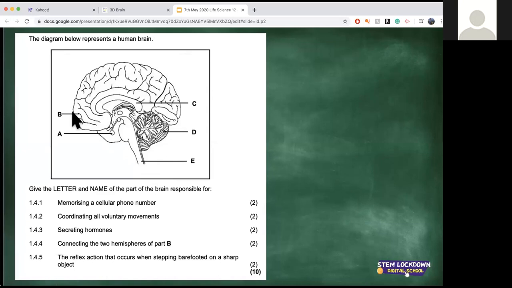So please mention what part of your brain. Well done, I've got some answers. It's the cerebrum. Well done. Memory is in the cerebrum, the big one. What about coordinating all voluntary movements? All voluntary movements. And it's fine if you reuse a letter or a part of the brain.